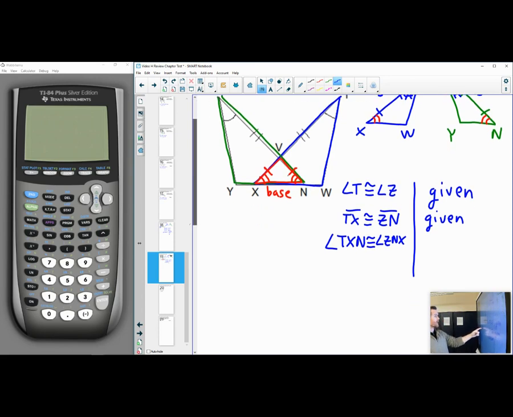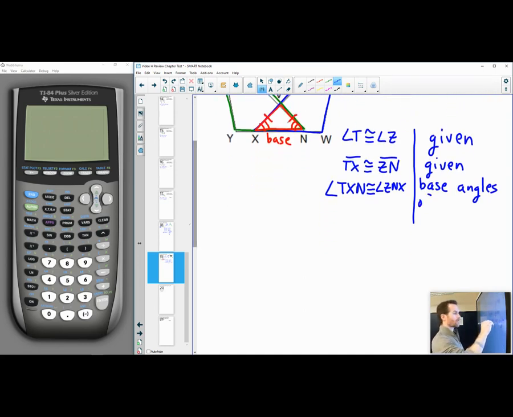Oh, I didn't even give my reason yet. Why are those 2 angles congruent? Because they're base angles in an isosceles triangle. Base angles of an isosceles triangle. Isosceles, I'm always worried I'm going to misspell that. I think that's correct. An isosceles triangle.